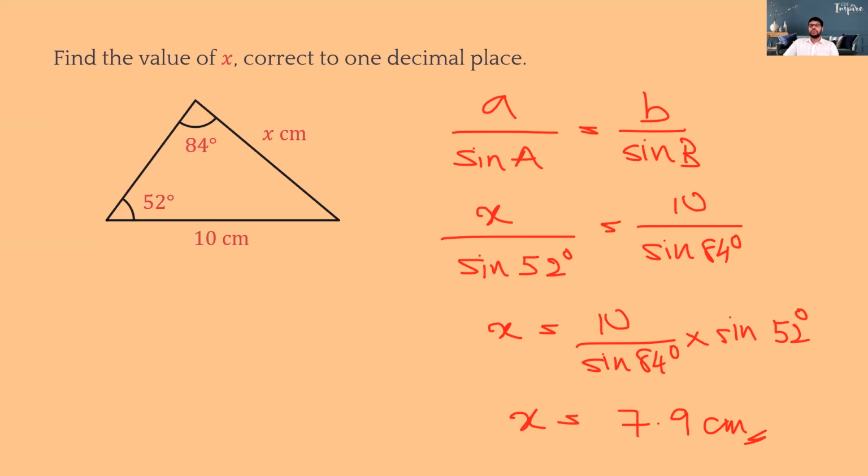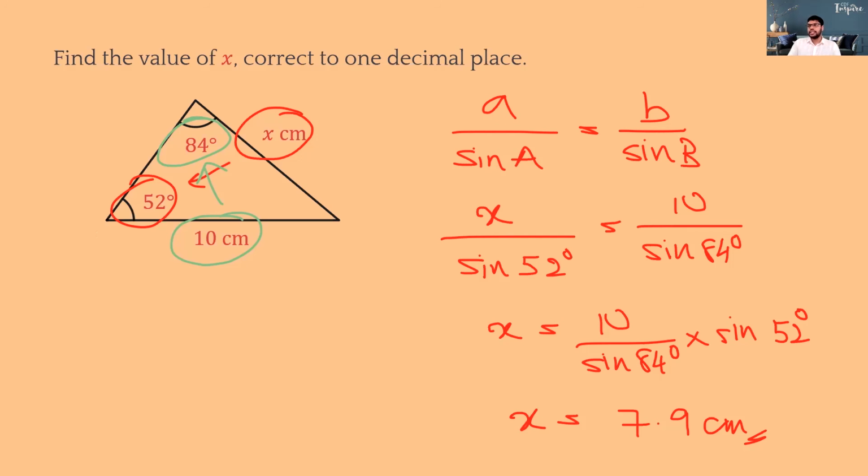Yes, I can explain it again, of course. So we are using the sine rule, right? The sine rule is a over sine A equals b over sine B. So in this case, I have x over sine 52 equals 10 over sine 84. I want to make x the subject because I'm looking for x, right? So I want to get rid of this sine 52. I take it to the other side by multiplying by sine 52.